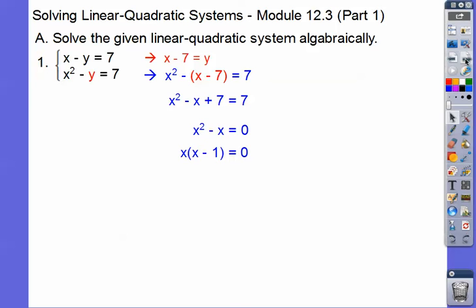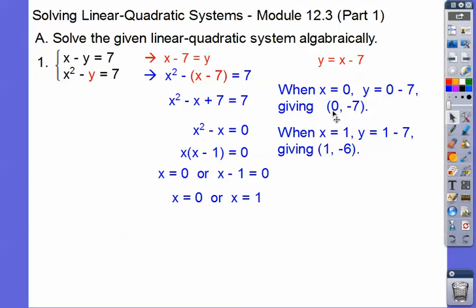So when we pull an x out, we get x times x minus 1 equals 0. Now set the factors equal to 0, and then we get x equals 0 or x equals 1 because we did plus 1 right there. Now remember, it's an ordered pair answer, so we've got to find the y coordinates. So we're going to plug in x equals 0 right here and x equals 1 right there, and when we do that, we get 0 comma negative 7, or 1 comma negative 6. So those are our two solutions right there.